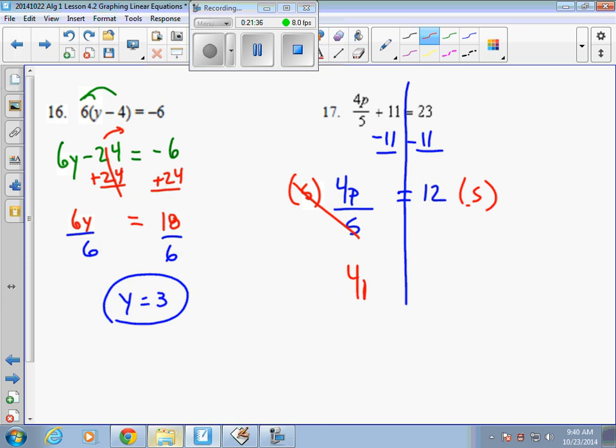It'll cancel out and leave you with 4p equals 12 times 5, which is the number 60. And then finally, cancel out 4 times something by dividing by 4. If you do it here, do it here. It'll cancel out. P is equal to 60 divided by 4, which is 15.